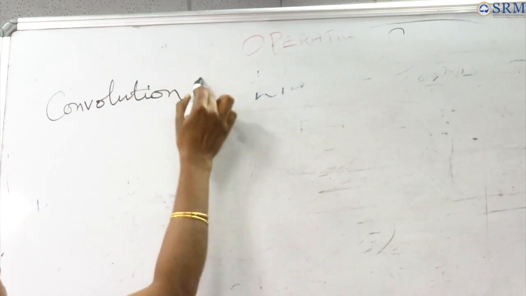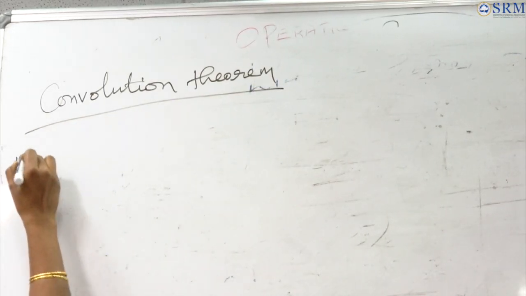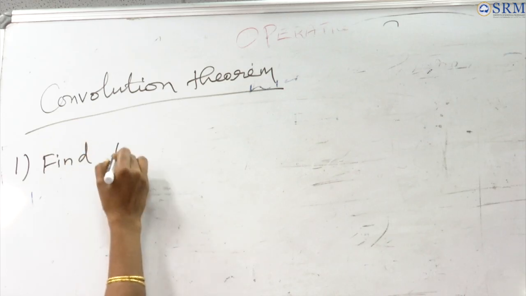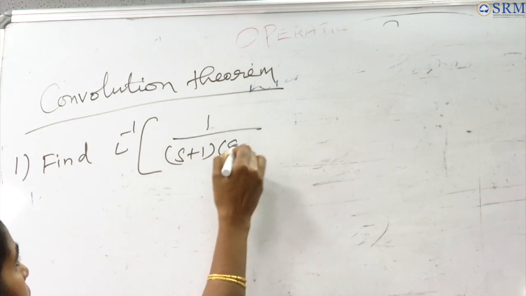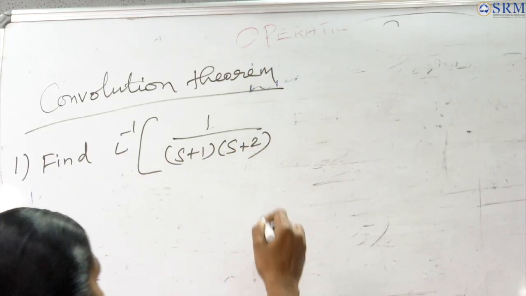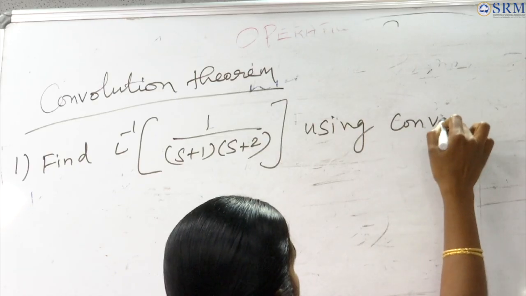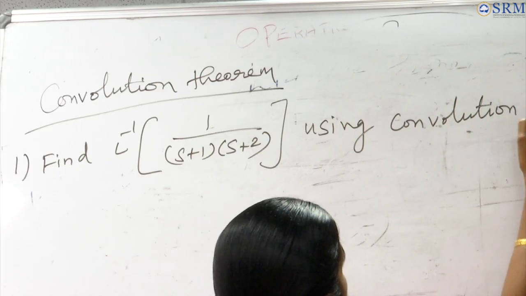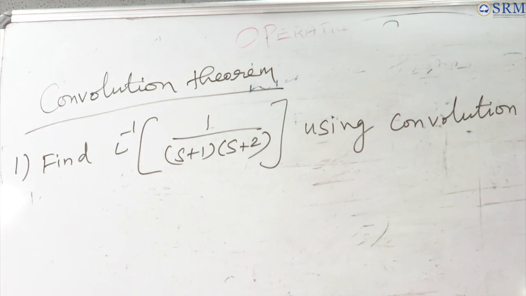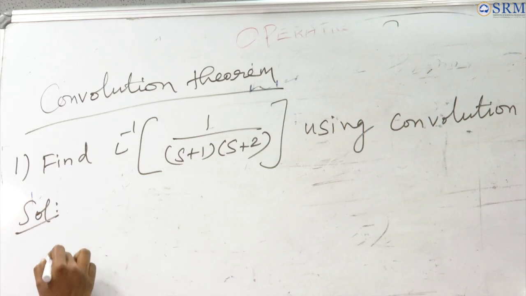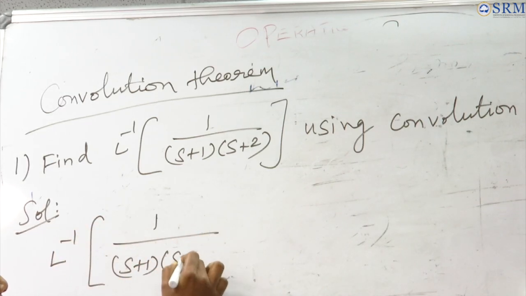Convolution theorem. Now, a problem based on the convolution theorem. The question is: find L inverse of 1 divided by (s plus 1)(s plus 2) using the convolution theorem. The solution: L inverse of 1 divided by (s plus 1)(s plus 2).